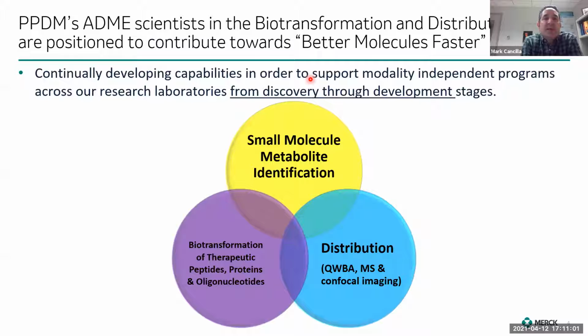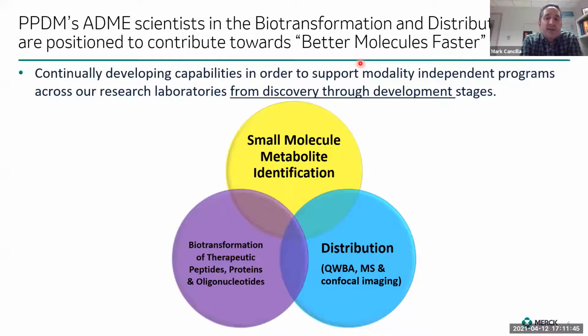So the people within my group and the scientists are really well positioned to contribute towards what Merck calls better molecules faster. So Merck has a really big initiative of how can we design really good chemical matter and drug-like matter earlier and faster and eliminate the bad ones. And I'll discuss how we're really set up to help with that. Merck has moved to a very modality independent approach, and I'm sure many of you across the industry have seen that, where you have small molecules, peptides, oligonucleotides, fusion proteins, ADCs, you name it. I'm sure it's coming through your pipeline. So we really make sure we can have impact within all those spaces.